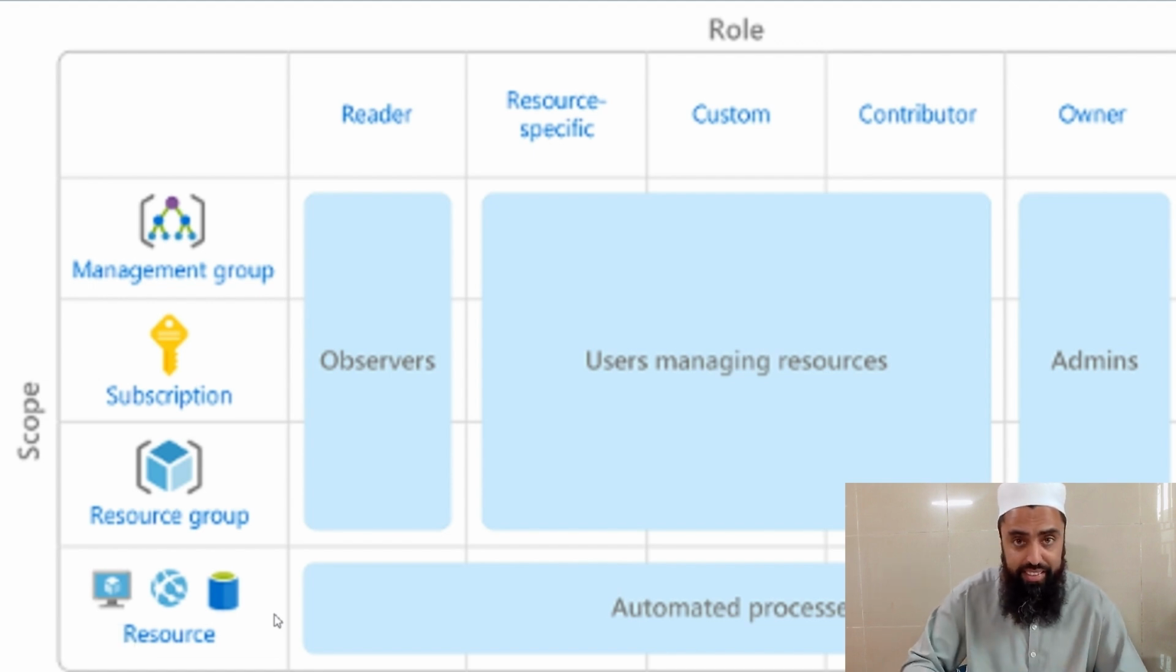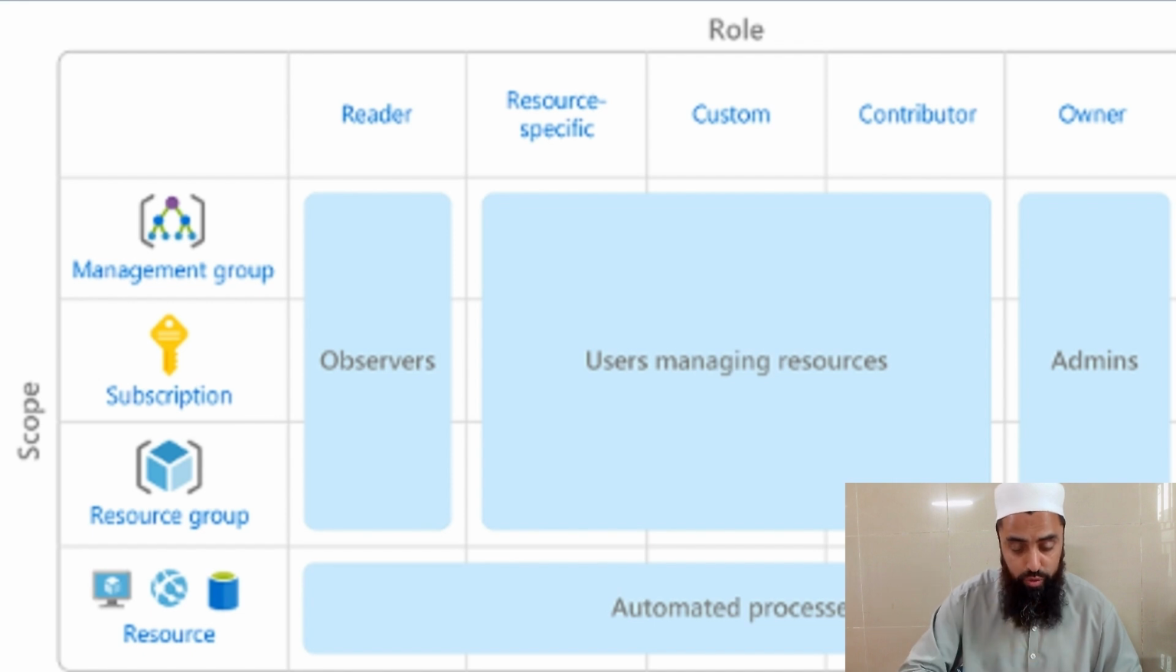I also have a dedicated slide on scope, but for now, you must have this concept clear: a scope can be a management group, a subscription, a resource group, or a resource like a virtual machine. So we can assign these roles. Now you can see I have defined roles like reader role, a custom role, contributor, or administrator like owner role. We can assign all these roles to the scopes.